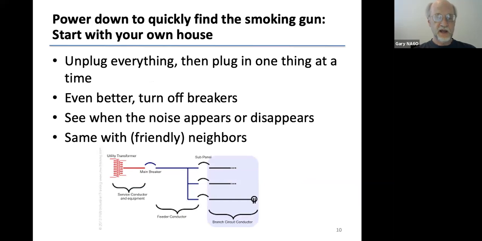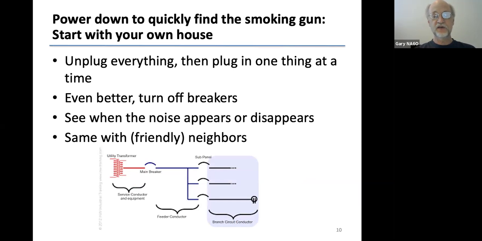So to find these things, the first thing to do is start turning stuff off. Start with your own house. More often than not, the problem is in your own house because that's the closest thing to your antennas. If something isn't close to your antennas, it's not likely to interfere. So start unplugging things, or even better, turn off circuit breakers. See when the noise disappears. If you can run your receiver on a battery, you can turn your whole house off, and then absolutely for certain the house is not the problem.